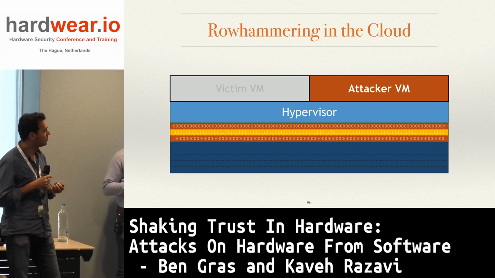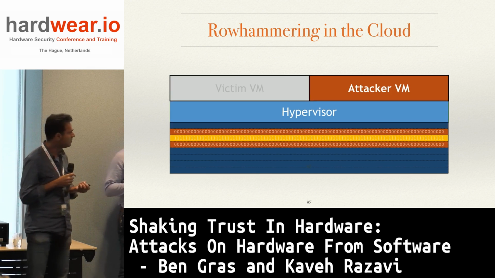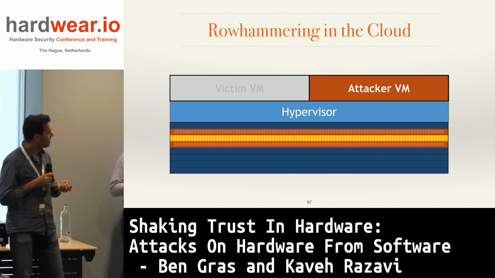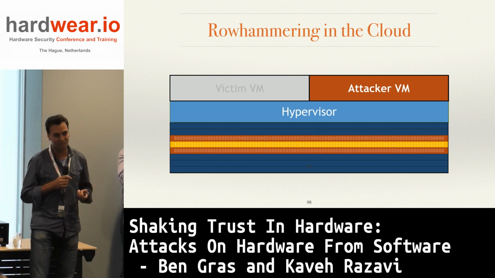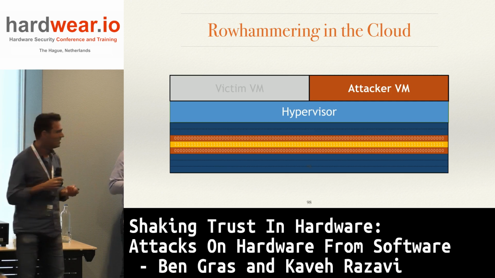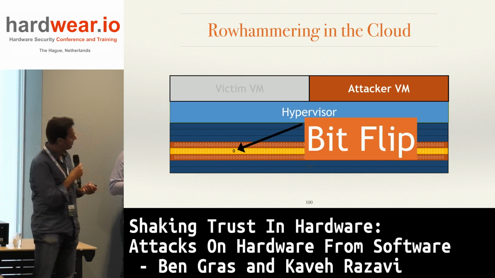So what the attacker VM would do is look into its own memory and start reading from it, looking for bit flips, little by little. The attacker tries but doesn't find bit flips. Tries again, but doesn't find bit flips. But the attacker is very diligent, right? So we try again, and then it would find a bit flip. And here's where your bit flip is.